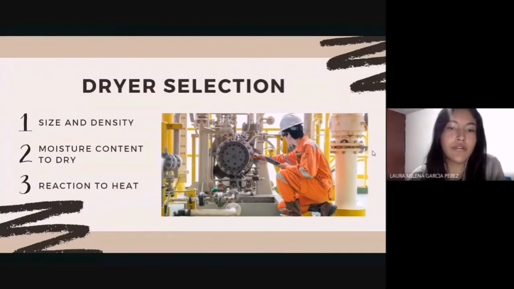Some materials react to heat once they reach a certain temperature. In some products, it can cause a chemical reaction. In others, they can melt or burn if they reach a certain temperature.